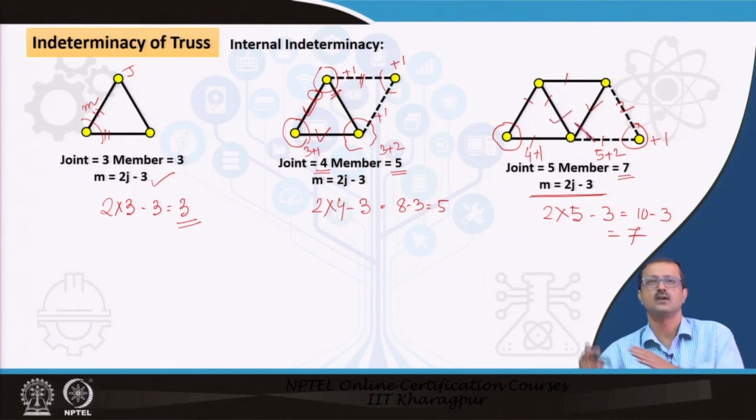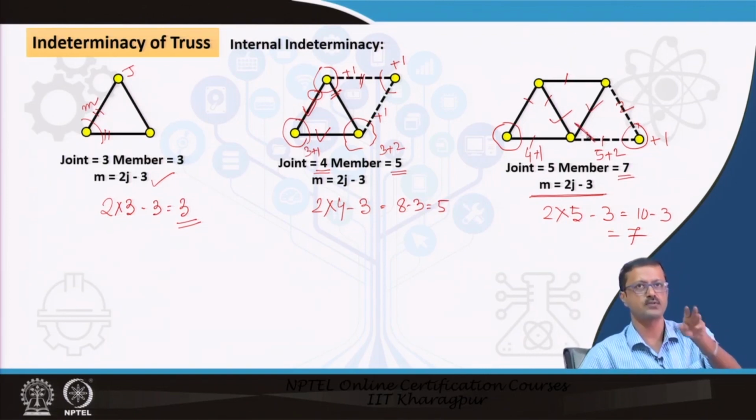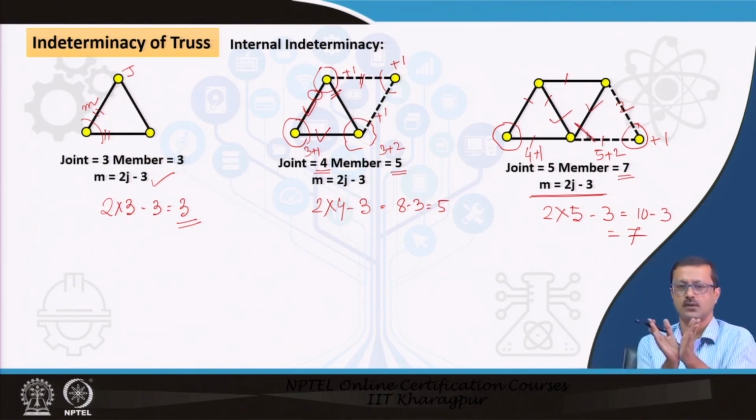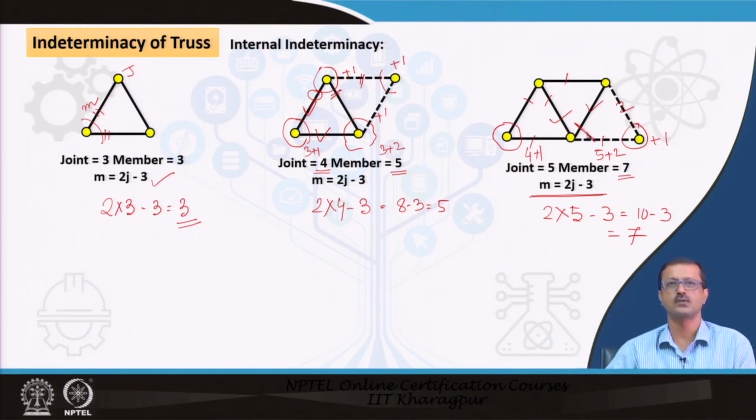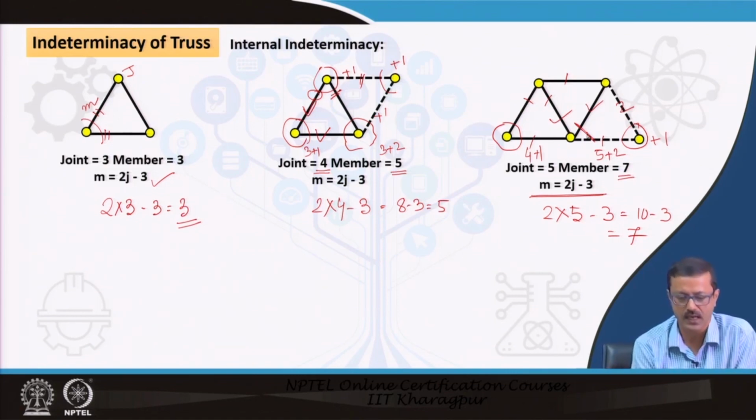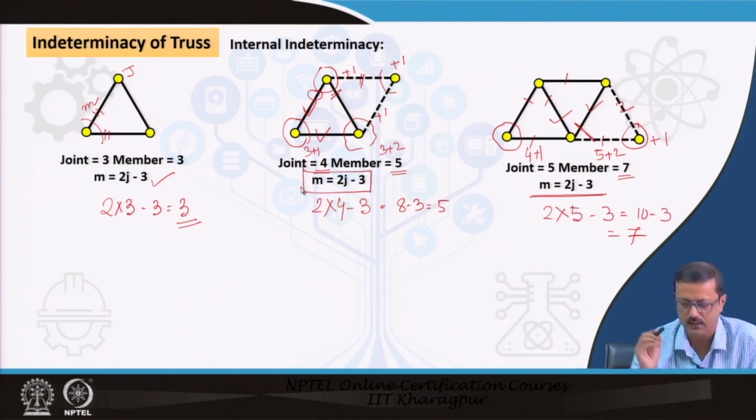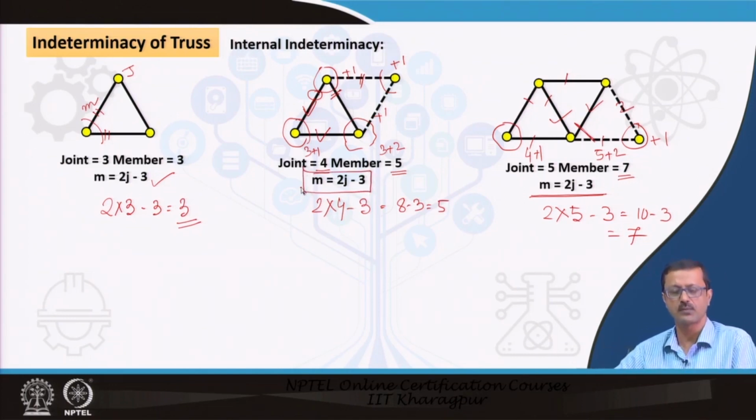So, gradually you see, if you start from a joint which has 2 unknowns, or a joint having 2 members, from there I can easily go gradually to the next joint and the next joint, and finally find all the forces by virtue of the sigma fx equal to 0 and sigma fy equal to 0 equations. So, if this kind of relation holds between the members and the joints, this truss is internally determinate.